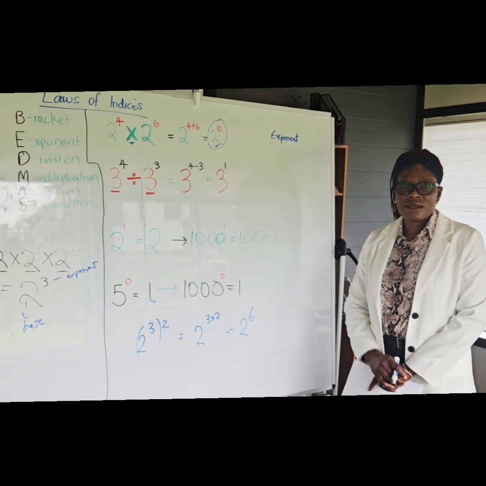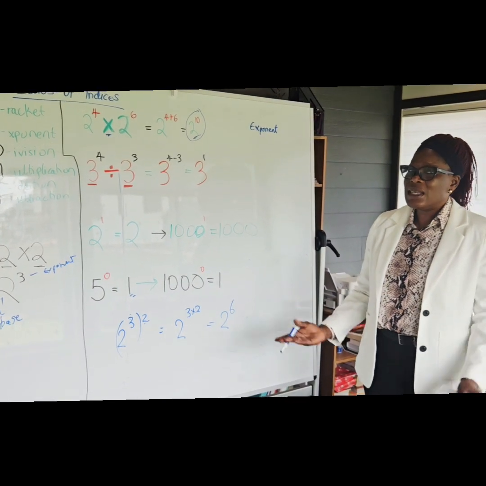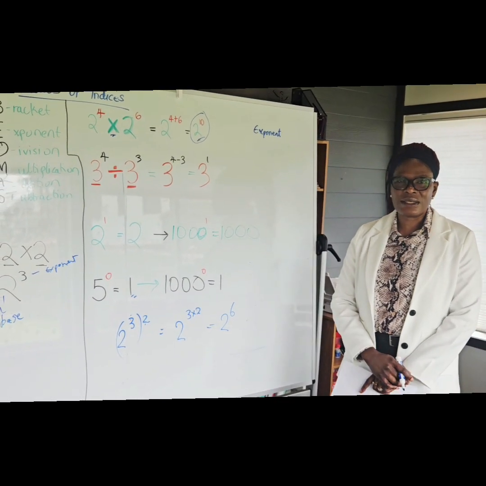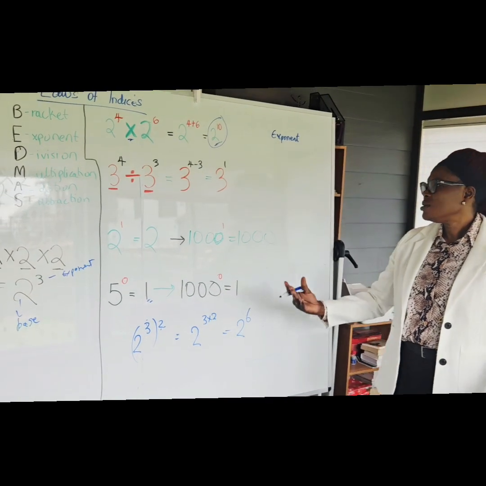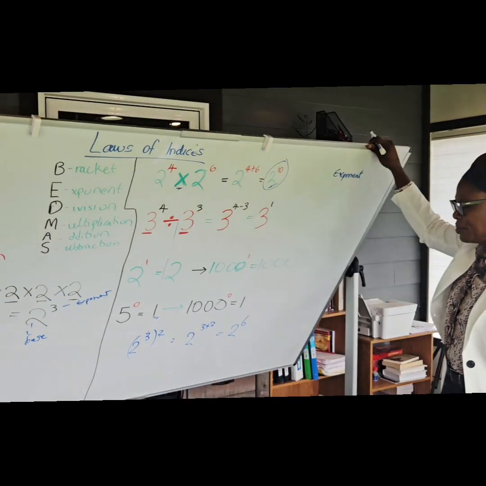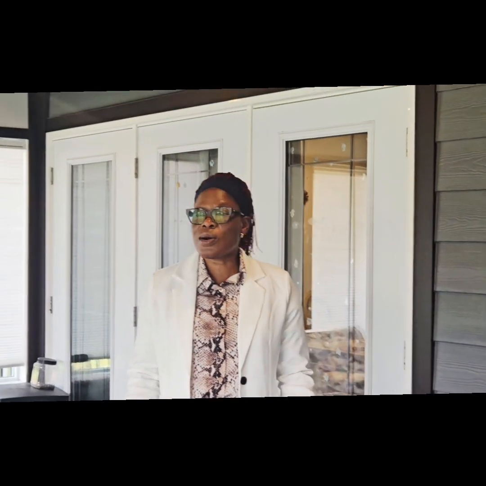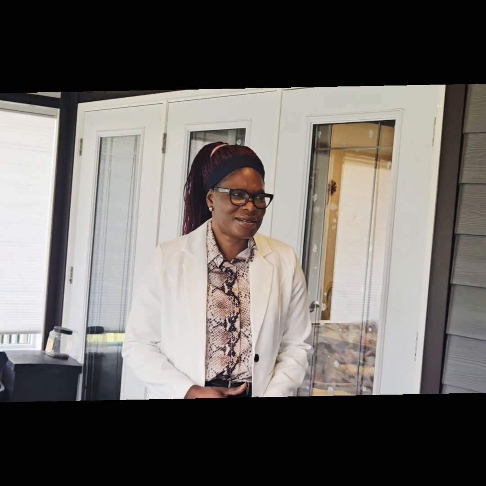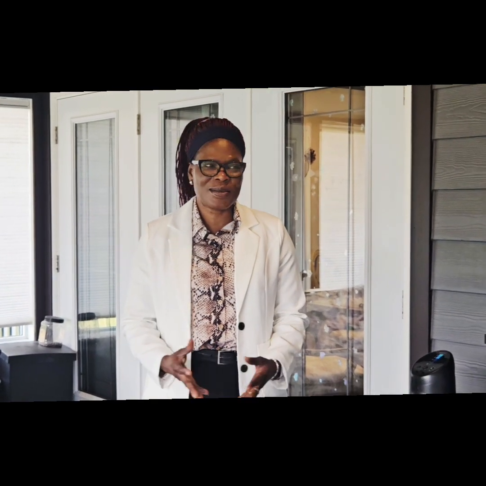You may want to ask yourself, why do I need this? Or where will I need this in the real world? Why do you think these laws are important in real life? These laws are good for simplifying complex calculations. Instead of writing 1 million, or 20 million, you can easily write 10 to the power of 6. And when you do this, it makes equations clearer and easier to work with.